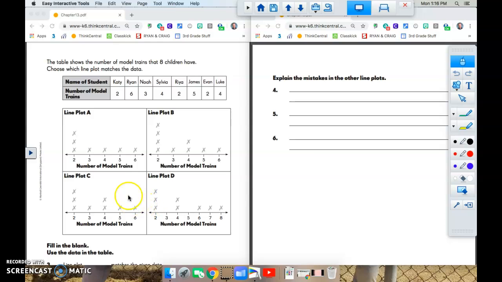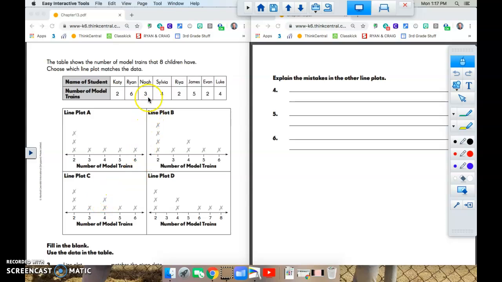The next one I'm going to look at is, let's go to the largest number, and we see the number is 6. So the largest number we have is 6. We already know B is out. Okay, so there's 1 6, that matches. Line plot C, there's 1 6, that one matches. Line plot D, there is 1 6, but it goes over to 7 and 8. And we know that there are no 7s or 8s up here. So we can get rid of line plot D as well. So now it's between A and C.